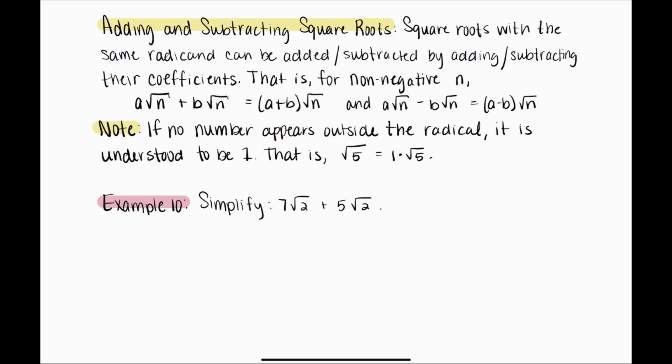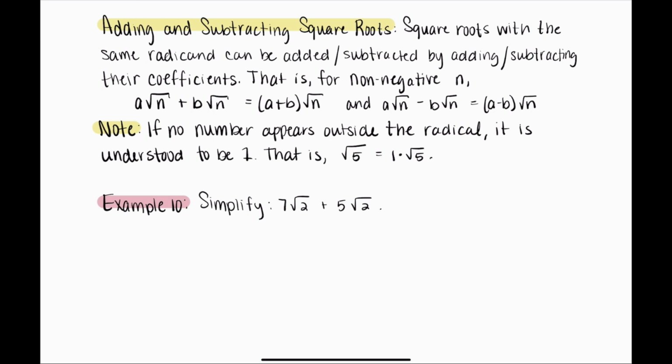Hello everyone. In this video, we're going to talk about adding and subtracting square roots with the same radicand. The radicand is the number underneath the square root symbol. Square roots with the same radicand can be added or subtracted by adding or subtracting their coefficients.